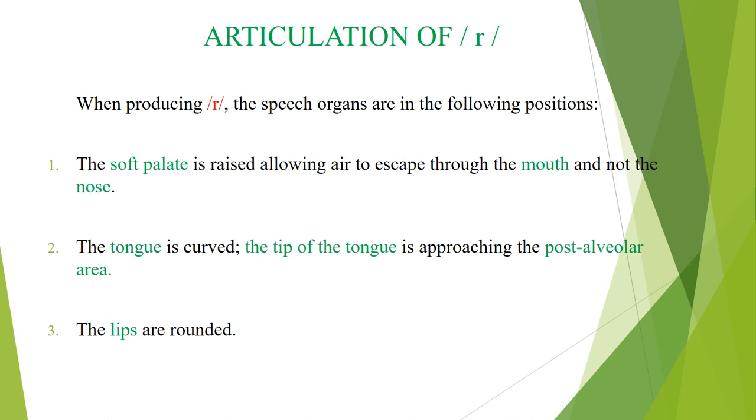When producing ra, the speech organs are in the following positions. Number one, the soft palate is raised, allowing air to escape through the mouth and not the nose. Number two, the tongue is curved in the mouth. The tip of the tongue is approaching the post-alveolar area. Number three, the lips are rounded.